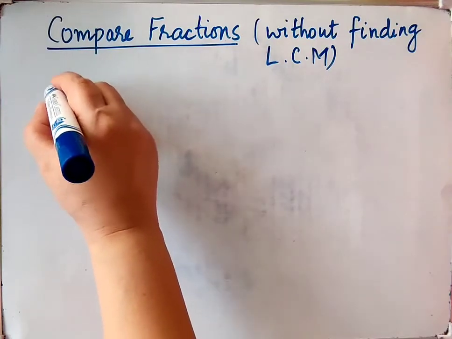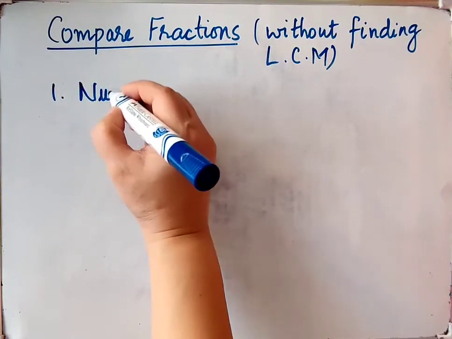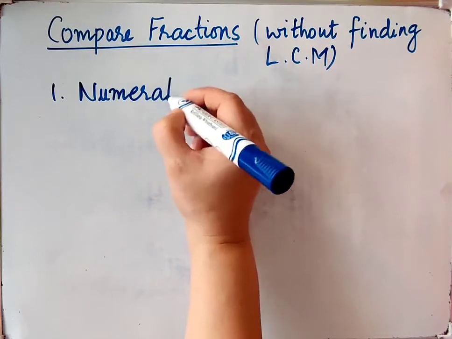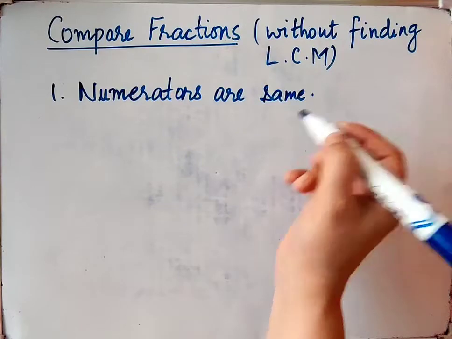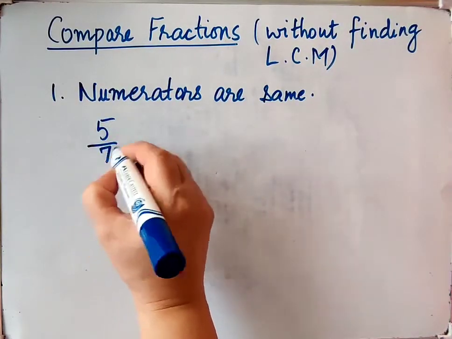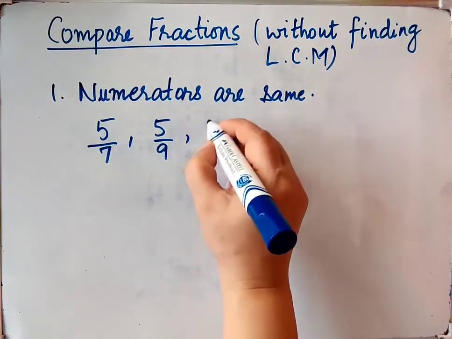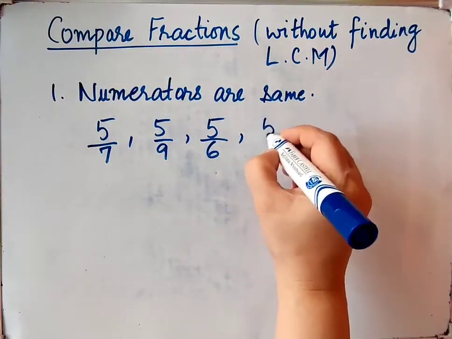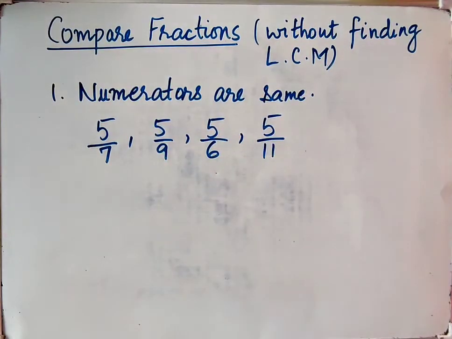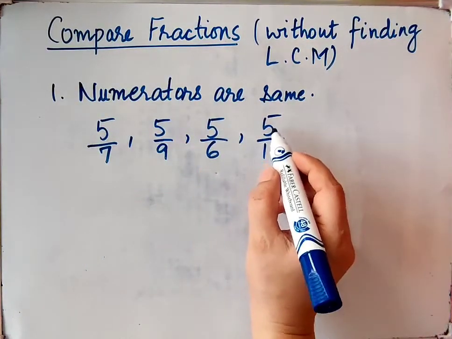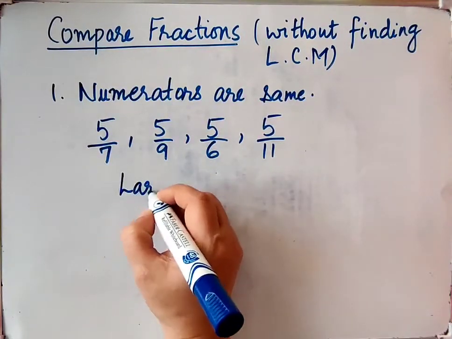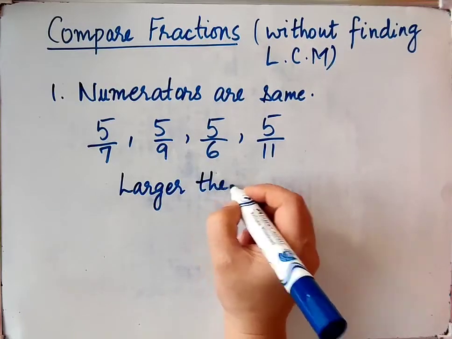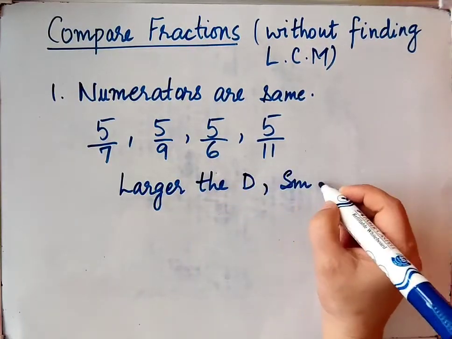So we will start with the case when the numerators are the same. Suppose I have been given 5 by 7, 5 by 9, 5 by 6, 5 by 11. Now how am I going to solve this sum? The numerators are the same, so we will compare the denominators. Here, the larger the denominator, the smaller the fraction.